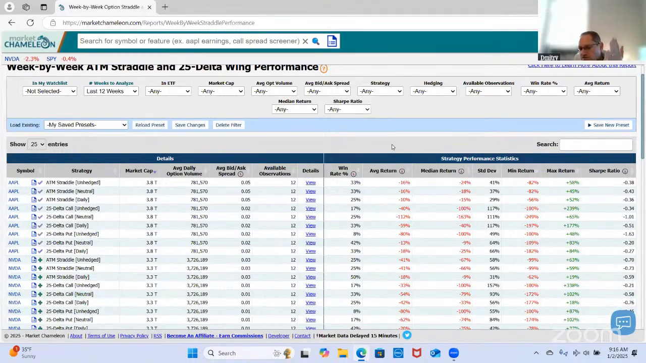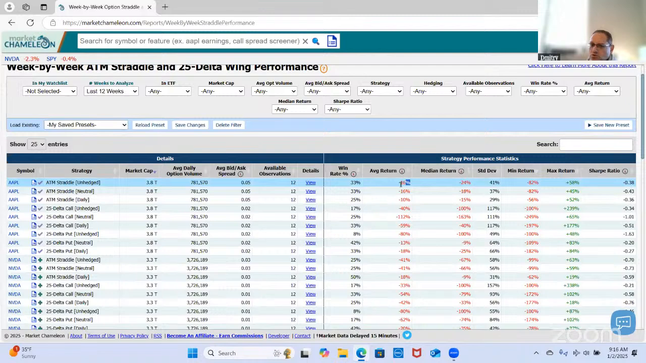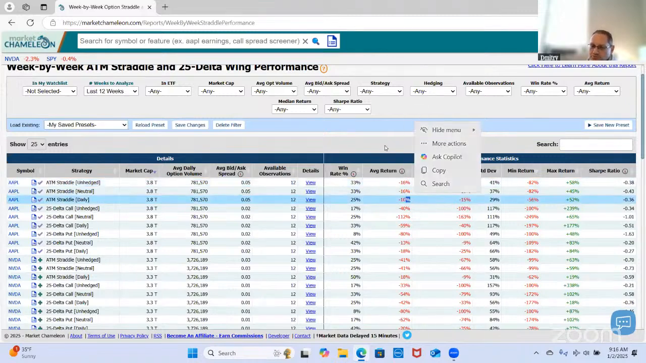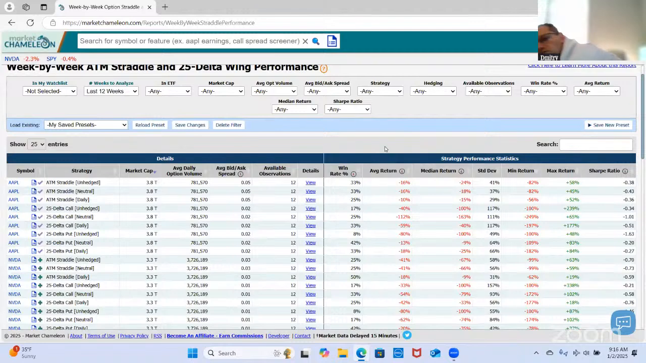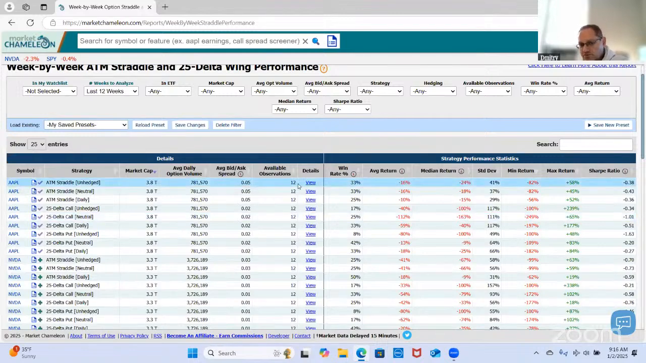In order to get a sense of what the total returns are, we would have to look at all 12 returns and average them out. What's on average? What would we have made or lost? So that's what this is, average return. So it looks like on average, it was a 16% loss, right? So a 16% loss in that straddle if you did these 12 observations.